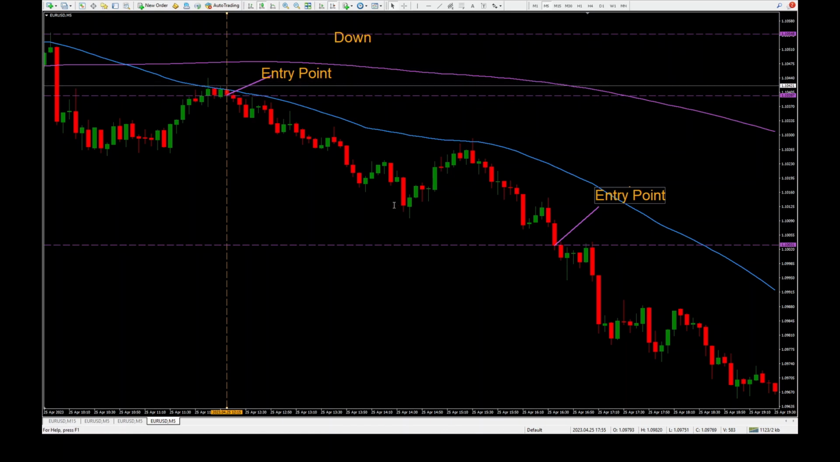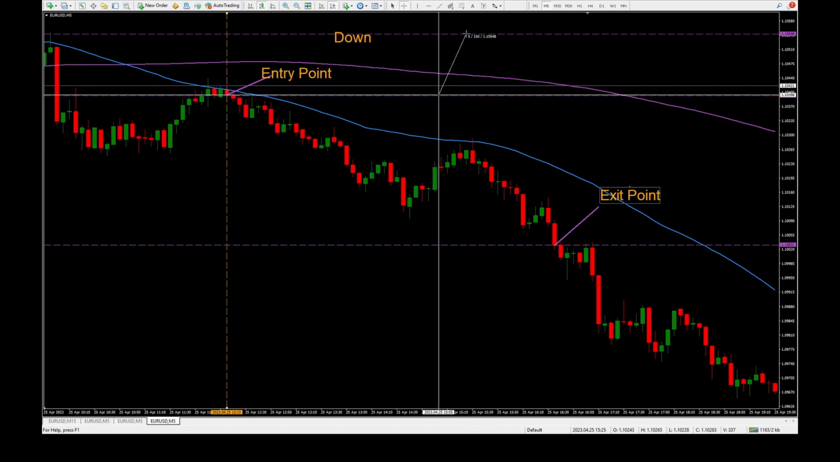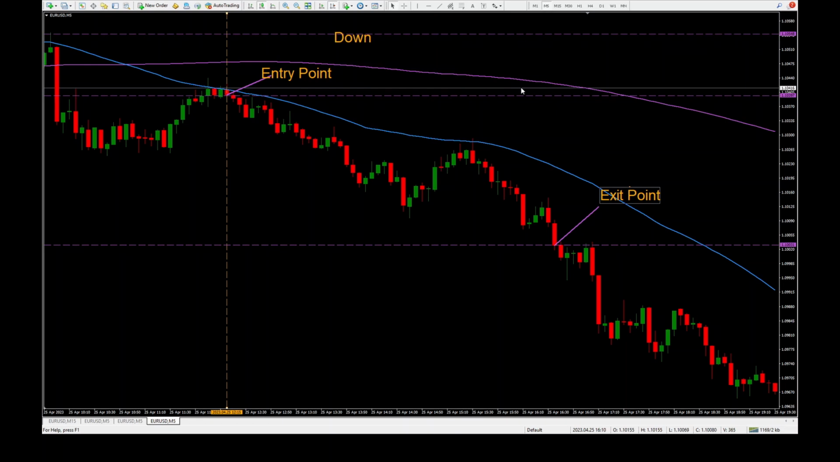Alternatively, we can set our stop loss at the 200 SMA. By setting our stop loss at this level, we're taking a longer-term view and aiming to limit our potential losses if the price moves against our position and breaks above the 200 SMA, indicating a potential reversal in the trend.